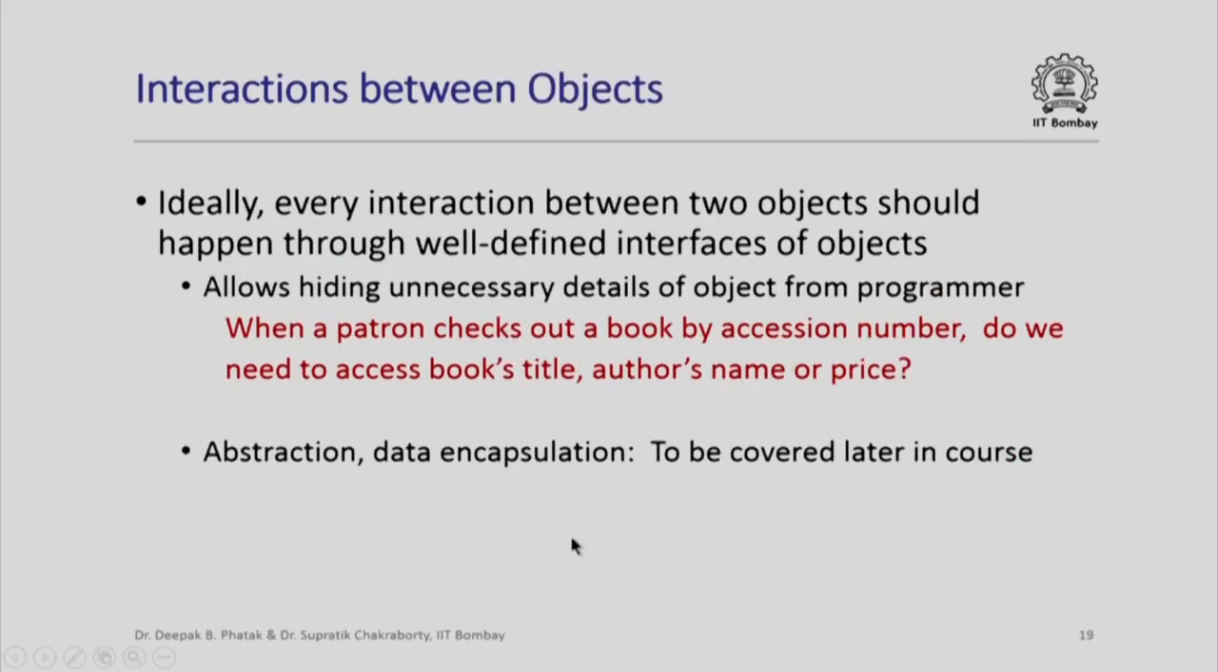Ideally, we should allow objects to interact only through very well defined interfaces, and this allows hiding unnecessary details of an object from the programmer. For example, when a patron is trying to check out a book by specifying its accession number, do we really need to access the title of the book or the name of the author or its price? If we do not, then the programmer should not try to access these details of the book object when he or she is trying to implement the checkout functionality for a patron. So this is achieved through what we call abstraction or data encapsulation, which will be covered in much more detail later in the course.